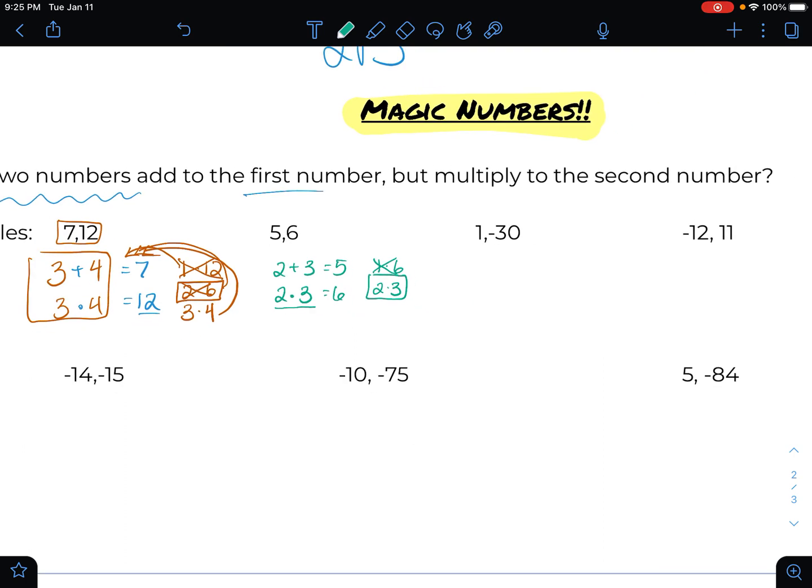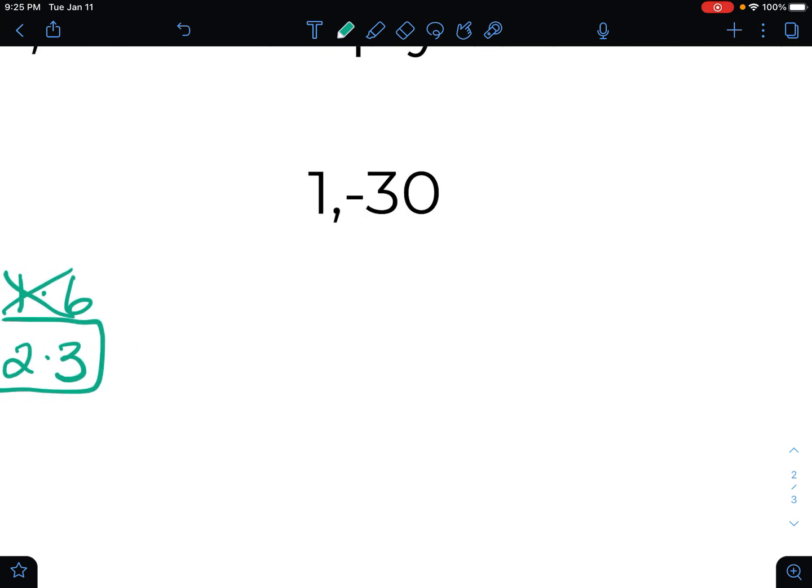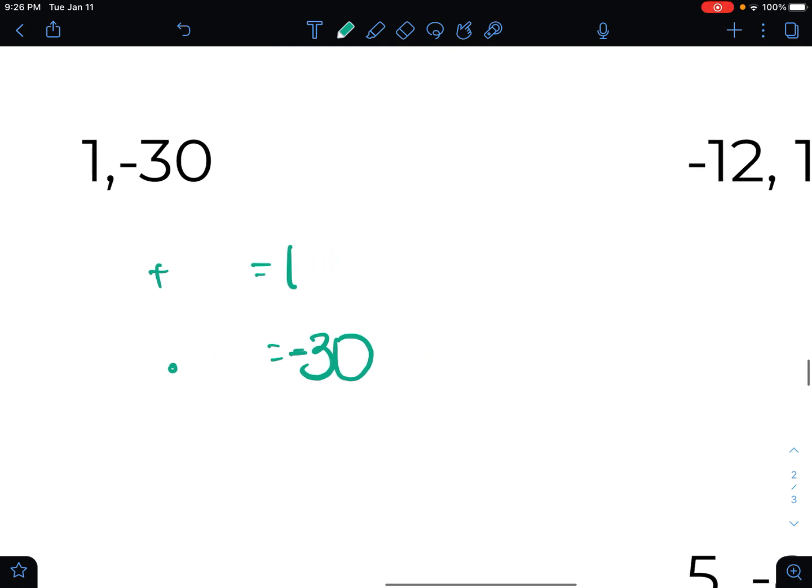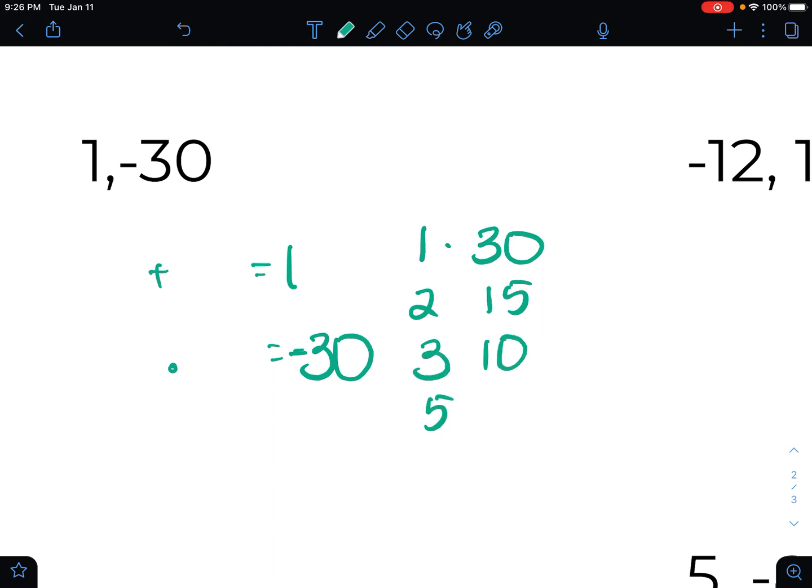The next set's a little different because now I want to know what's going to add to give me 1 but multiply to give me a negative 30. We have a negative number, so that means one of these numbers has to be negative, and that's totally okay. That's the only way we're going to get to a 1. When I think about numbers that multiply to 30, I've got 1 times 30, 2 and 15, 3 and 10, and 5 and 6.